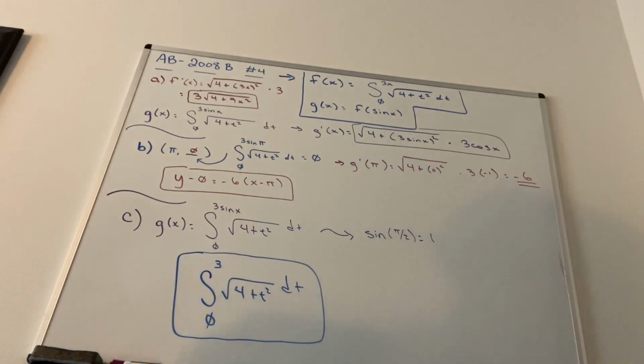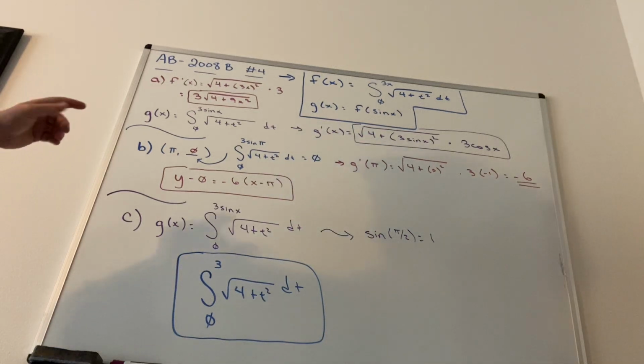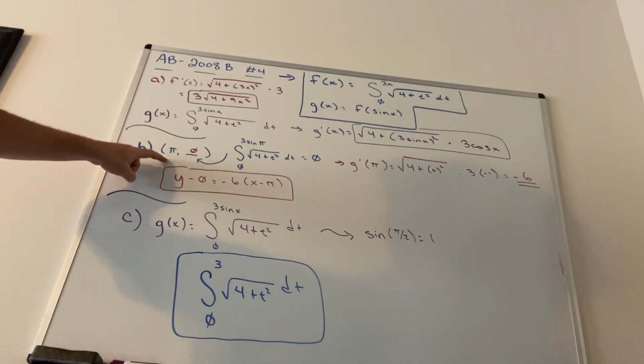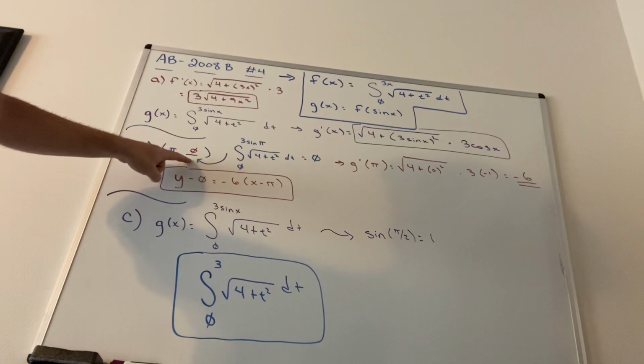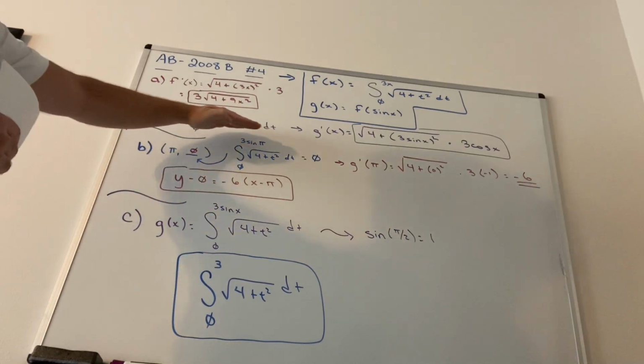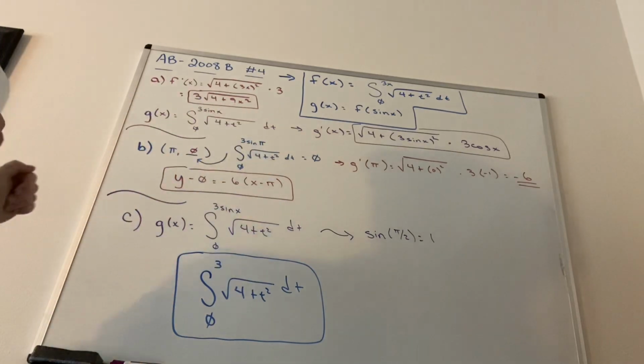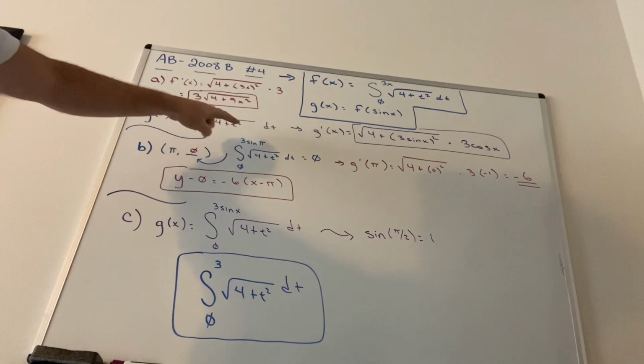Part B, write an equation for the line tangent to the graph of y equals g of x at x equals pi. Okay, so we know the x coordinate is pi. We need the output, the y value. So here is my g of x equation right here, and I'm just replacing x with pi.